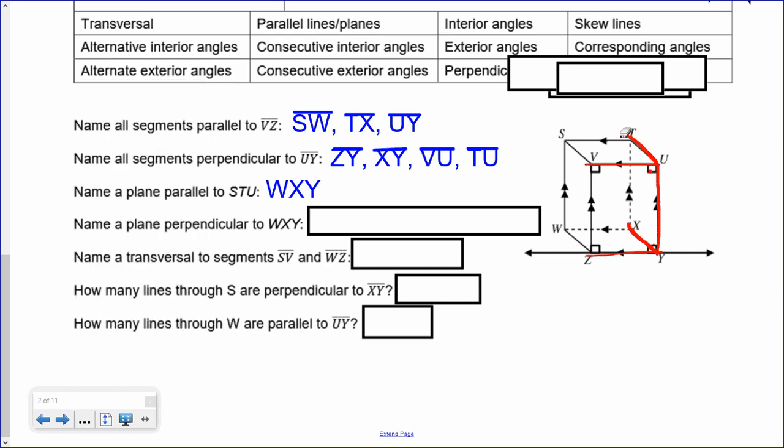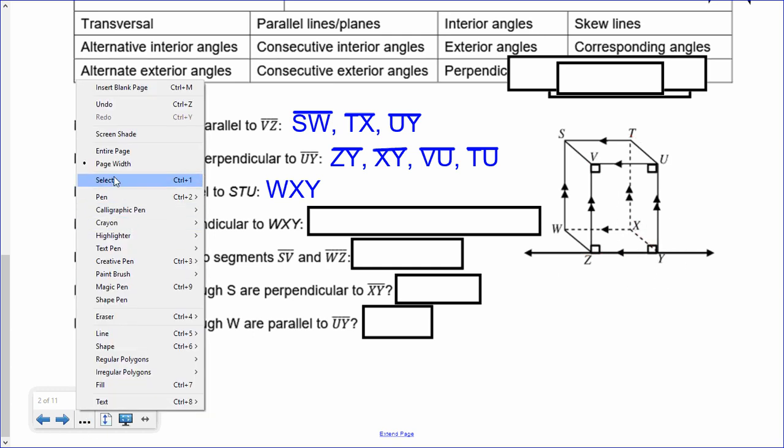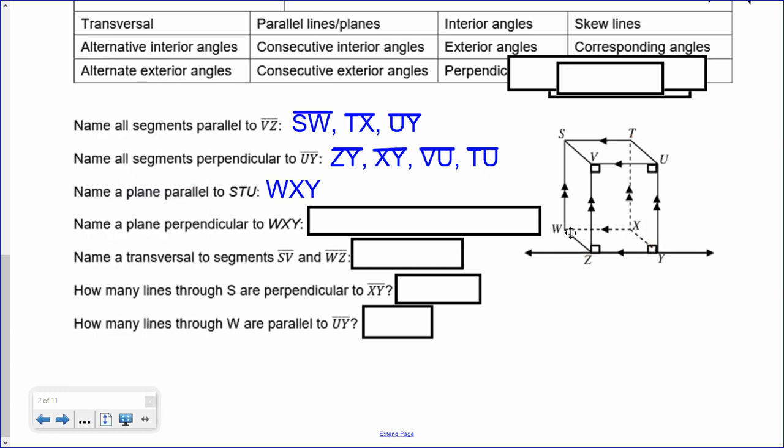You have to use 3 or more, so you could technically use 4 letters if you wanted to. You do not have to, but I chose to use W, X, and Y. You could have said W, X, Y, Z. You could have said just X, Y, Z. It doesn't matter what order you put them in as long as you have at least 3 letters in the correct plane. Now I'm going to find a plane that's perpendicular to WXY.